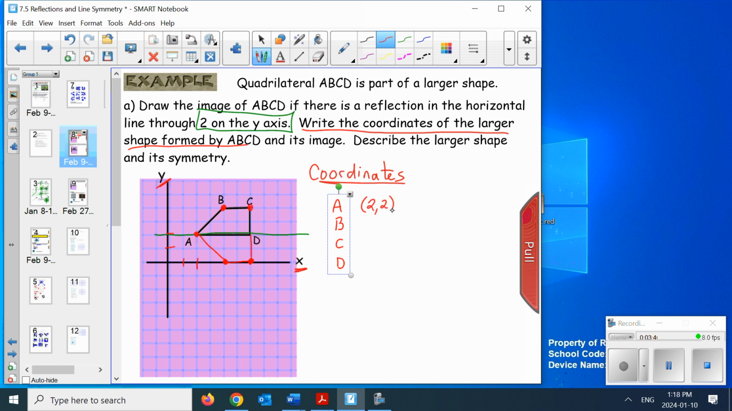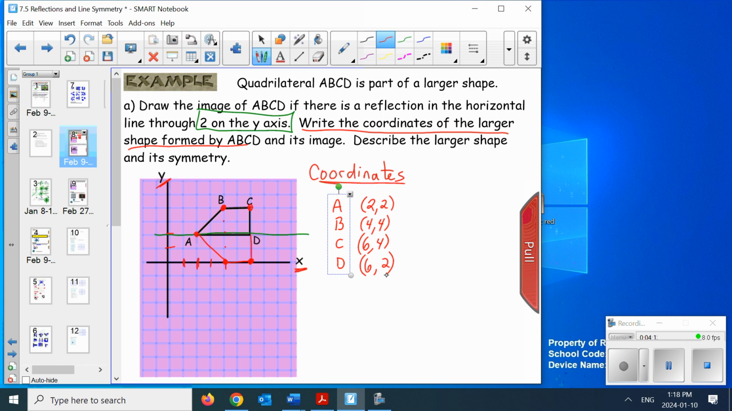Now B is not the same. B is over on the x-axis 1, 2, 3, 4, and a height of 1, 2, 3, 4. So that's 4 comma 4. C is 6 over on the x-axis, height of 4. D is 6 over, height of 2.